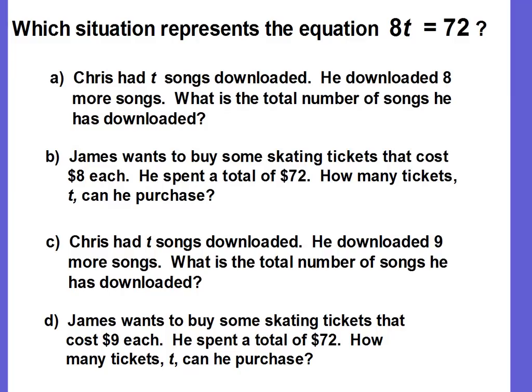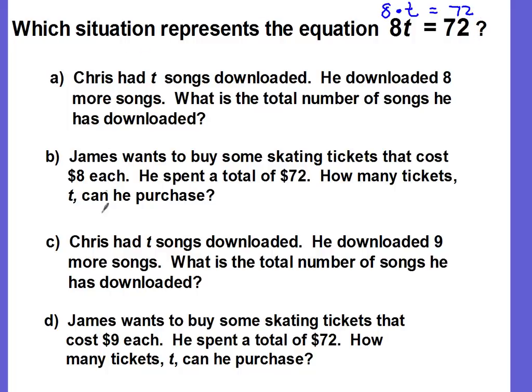And then sometimes it's going to be the opposite. The situation will be opposite. This time we're given the equation and we have to determine which situation matches the equation. So always look at your equation first. What is this doing? This is saying, hey, take 8, multiply it by something T, and you're going to get an answer of 72. It's going to equal 72.